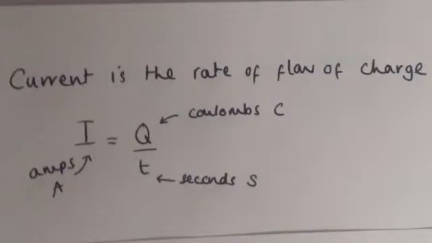Current is all to do with how quickly charge flows. It's the rate of flow of charge. You might like to picture it as how many electrons are flowing past a point per second. Current is equal to the total charge divided by the total time. The charge flowing in a set amount of time. The current would be measured in amps for the total charge flowing in coulombs divided by the total time in seconds.